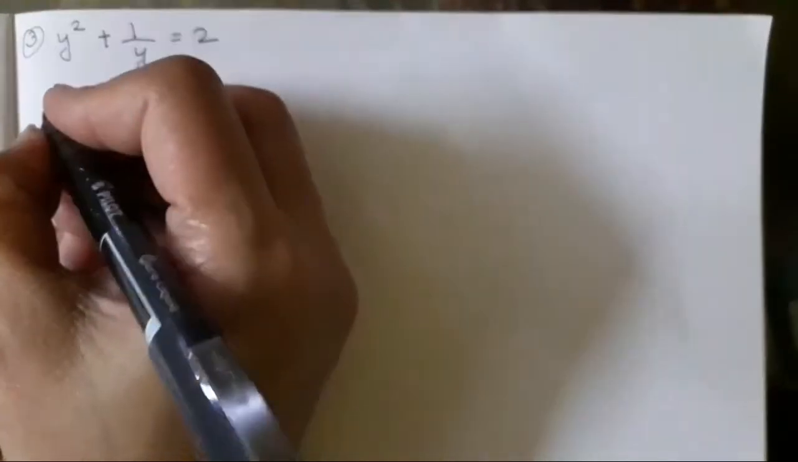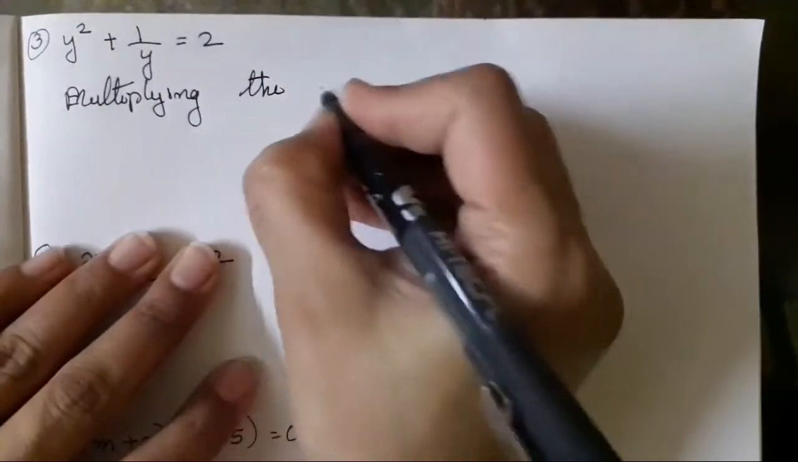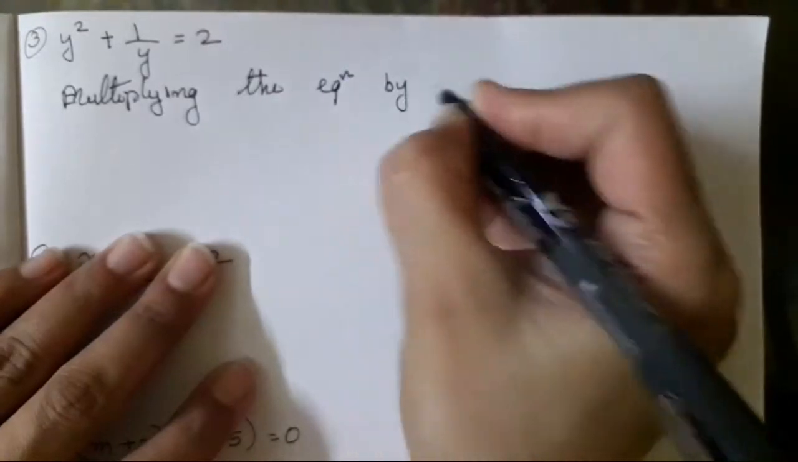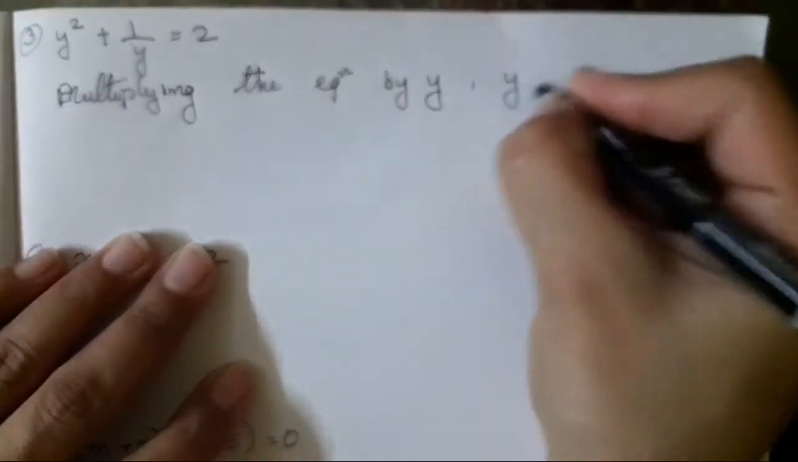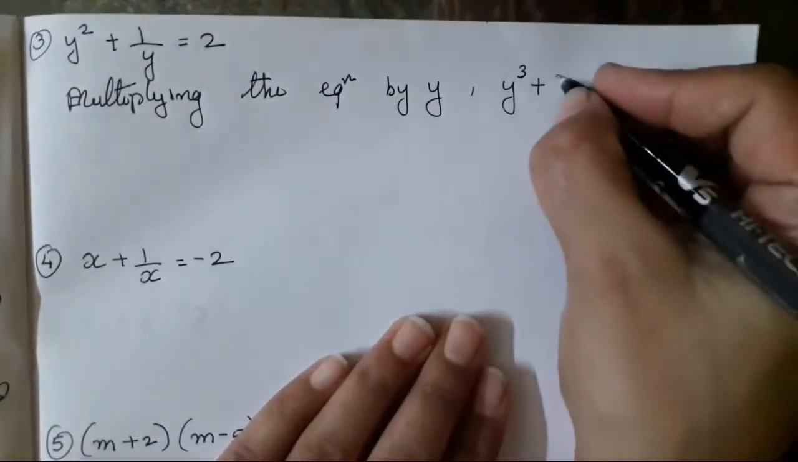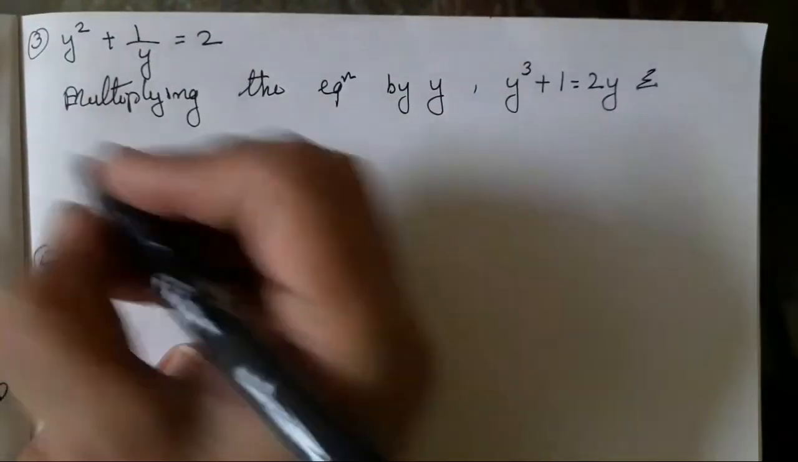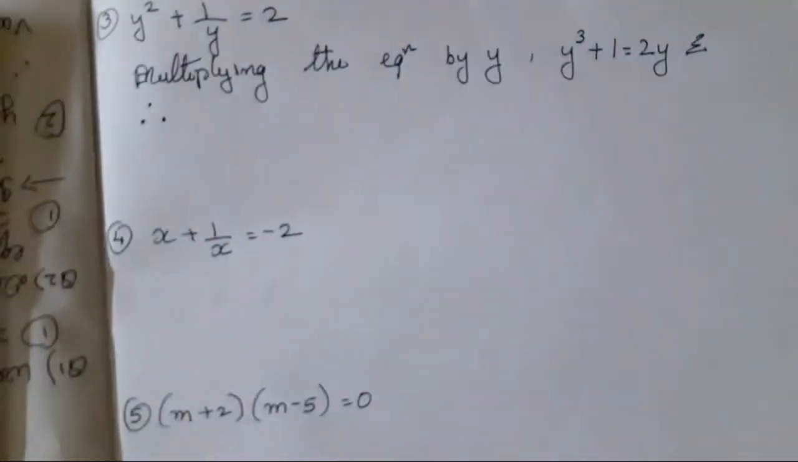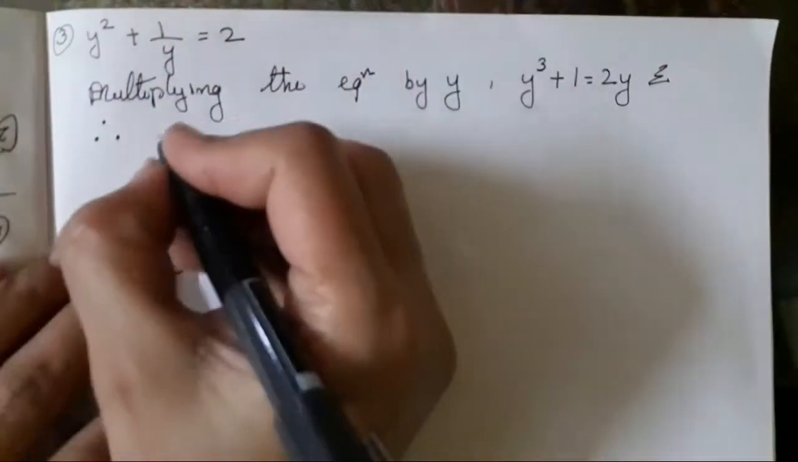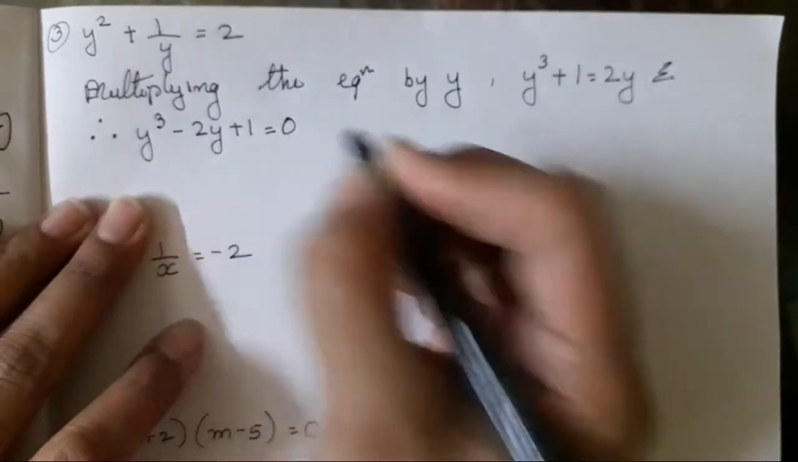Second equation, again we will write it in the quadratic equation form, that is by multiplying the equation by y. Okay, so it is going to change to y cube if we are multiplying it. Y cube plus 1 is equal to 2y. Therefore, we'll write it over here. Therefore, y cube minus 2y plus 1 is equal to 0.